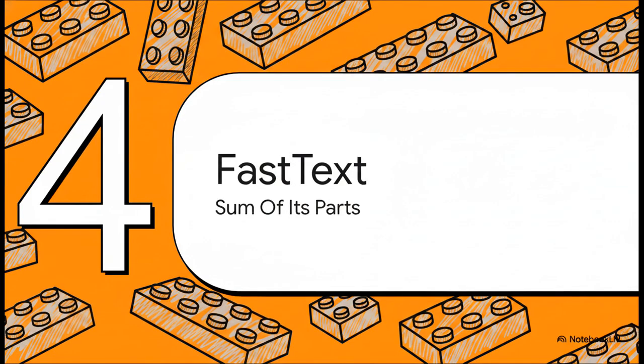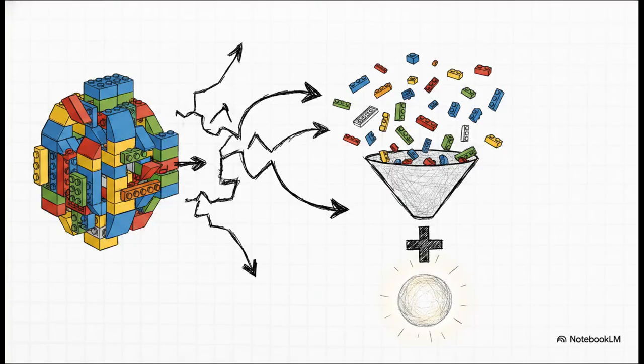Enter Section 4, FastText, or the sum of its parts, which tackles this problem with a brilliant total paradigm shift, treating words like Lego bricks. FastText realized that a word isn't just a solid, unchangeable block.